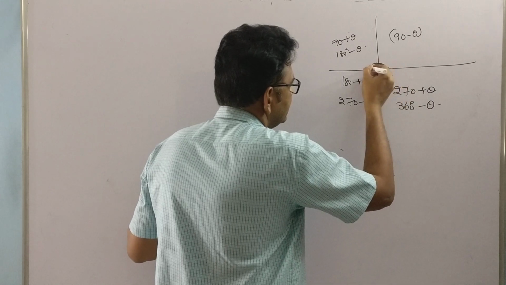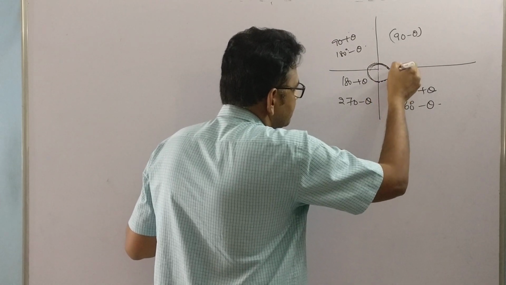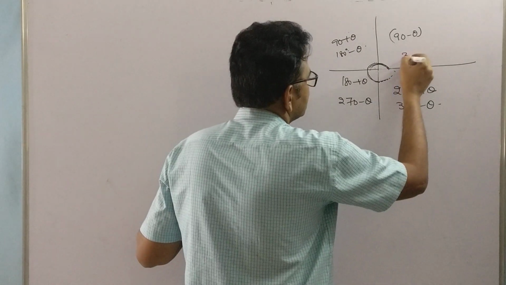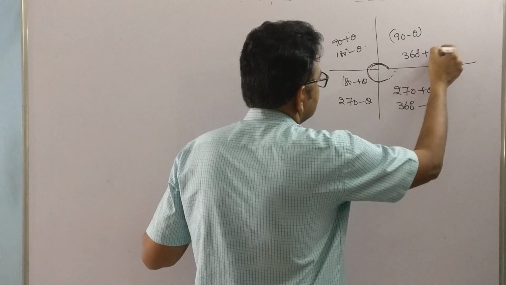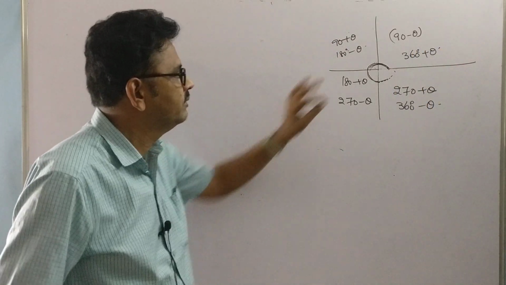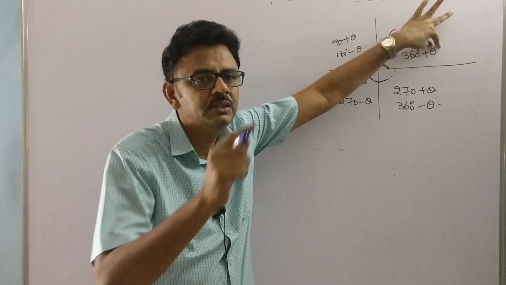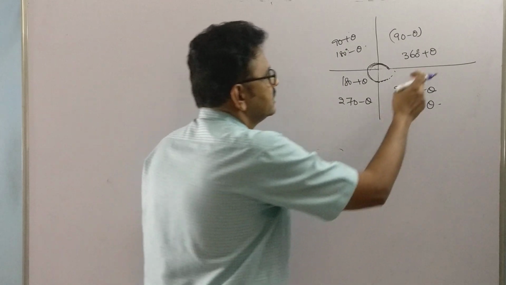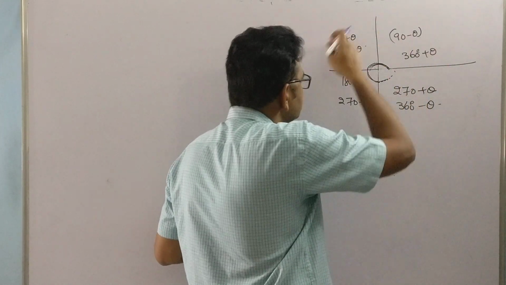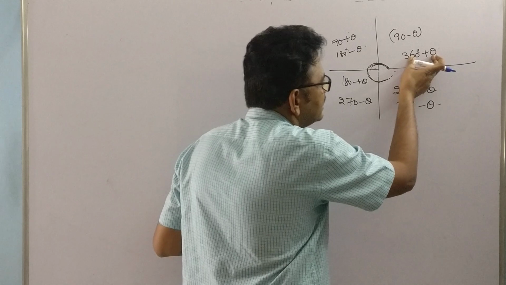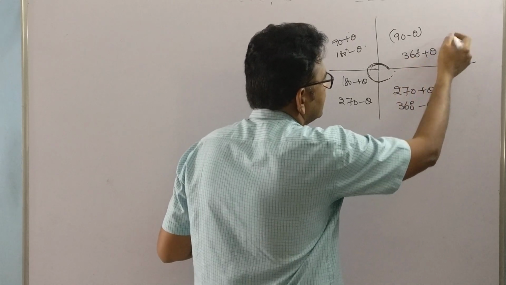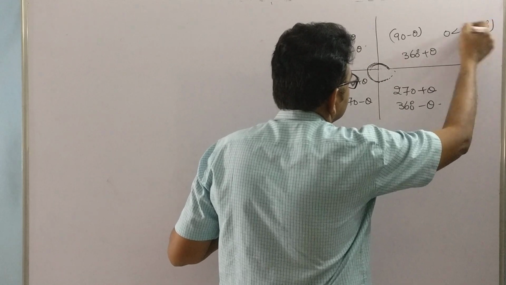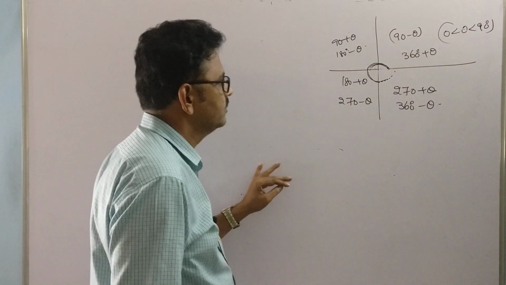So this total is 90, 90, 90 and 90, that is 360. 360 minus means here this one. And 360 plus again comes to 360 degrees plus theta. Again this is first quadrant, provided theta lies between 0 to 90 degrees. Suppose if you take theta is equal to 100 degrees, again this comes to this place. So theta lies between 0 to 90 degrees, where 0 is less than theta less than 90 degrees. That is the meaning. Okay.